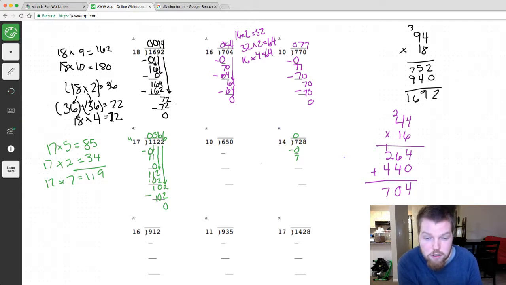Can 14 go into 72? Right, we're going to carry the 2 down. And we guessed 5. 5 times 4 is 20. Carry the 2. 5 times 1 is 5 plus 2 is 7. 72 minus 70 is 2. Carry down the 8. Can 14 go into 28? Yes, it can. How many times without going over? 2. 2 times 14 is 28. We'll do the subtraction. 0 remainder.